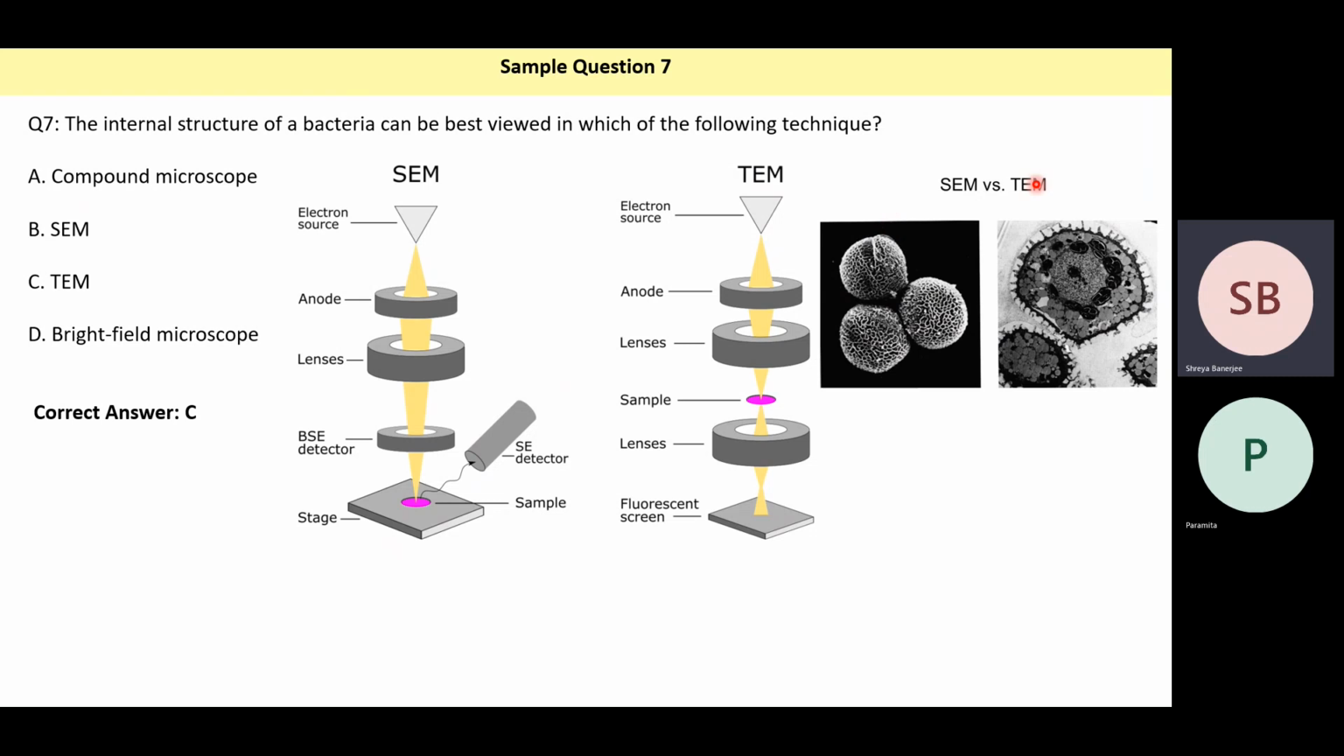So this is the image of SEM versus TEM. So since the question is what is the internal structure of the bacteria, it can be viewed by TEM, or transmission electron microscopy. And so the correct answer is C.